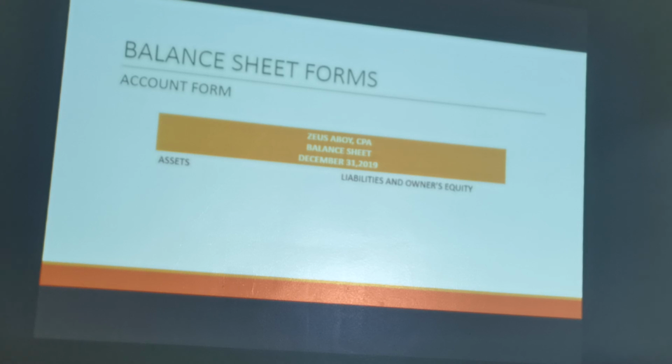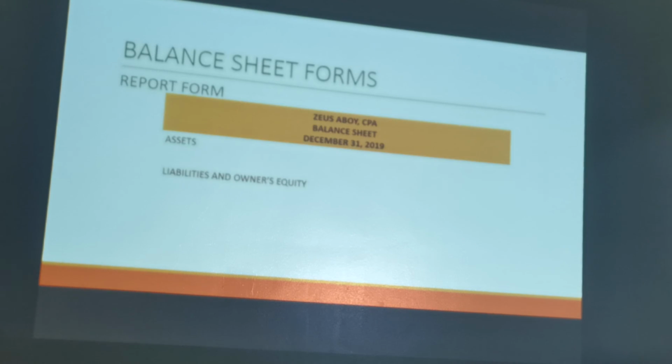Now, ano ba yung form ng balance sheet natin? So you have the account form. Sa account form, if you would notice, yung assets nasa left side, yung liabilities and equity nasa right side. Yan tinatawag nating account form. Okay? Pag report form naman, ganito. So una yung assets and then followed by liabilities and owner's equity. That is the report form.